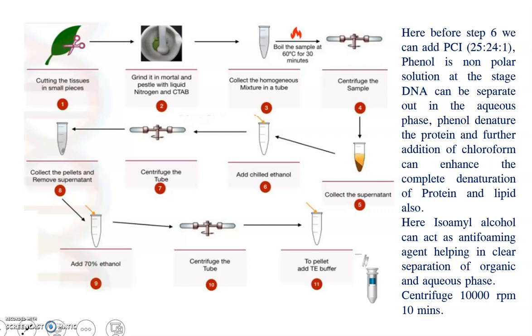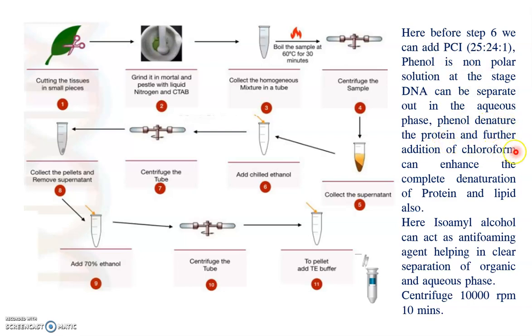This is the diagrammatic representation of the complete process. Here we can see the complete process. Before step 6, we can add the PCI solution. It is an additional step. Here P stands for phenol, C for chloroform and I for isoamyl alcohol, in the ratio 25 to 24 to 1. If we are making 50 ml solution, then we can take this concentration of these 3 compounds.